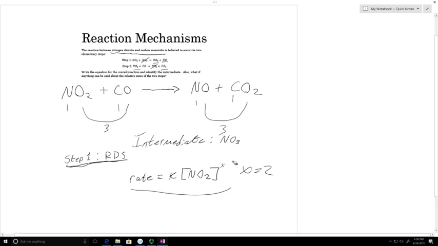I don't think that Dr. Adcock, or whoever you have for this class, will ask you to do anything other than declare what the rate determining step is, what the intermediate is, and what the balanced equation is. For this part right here, you would typically need more information.